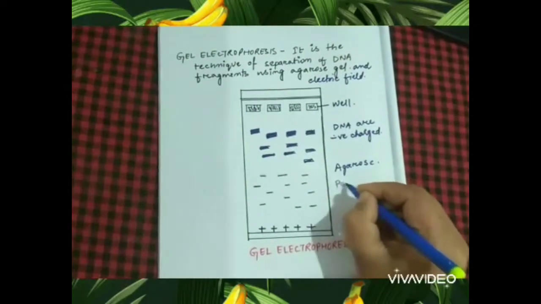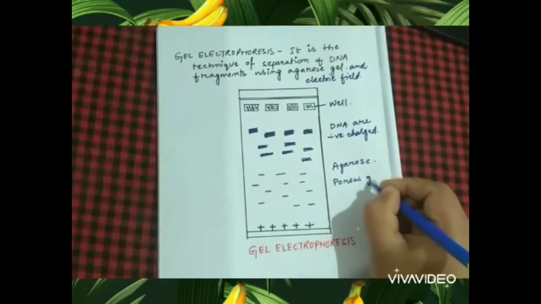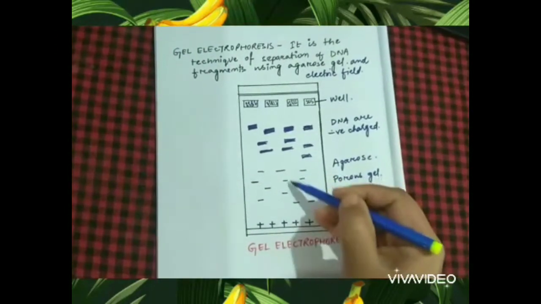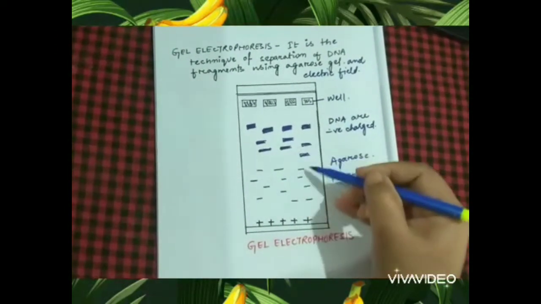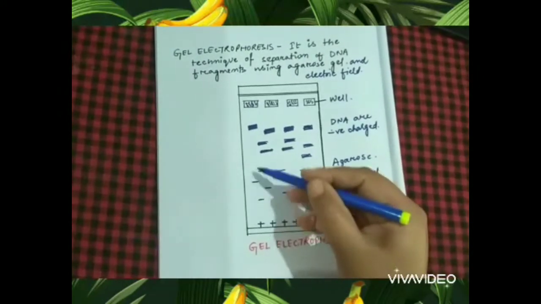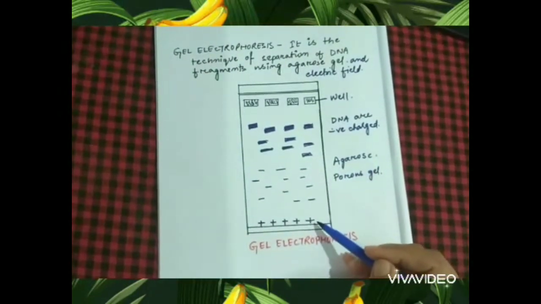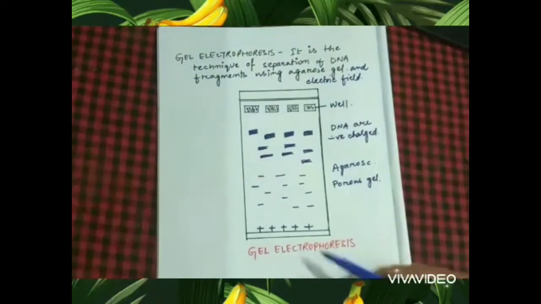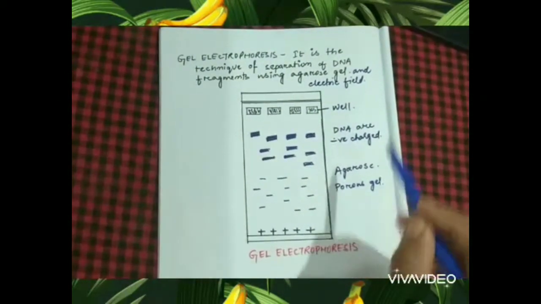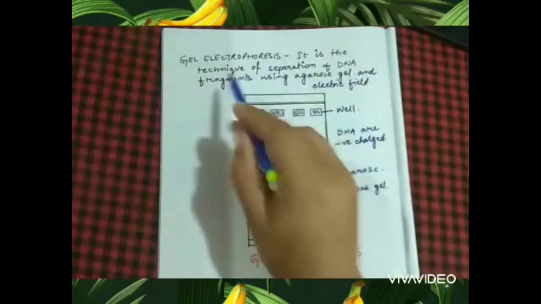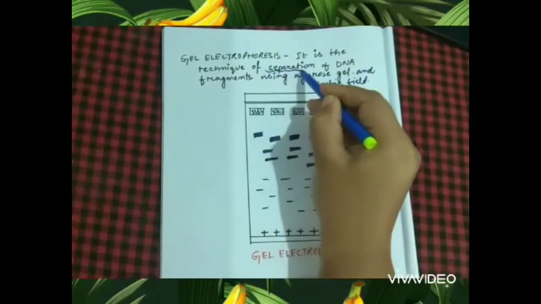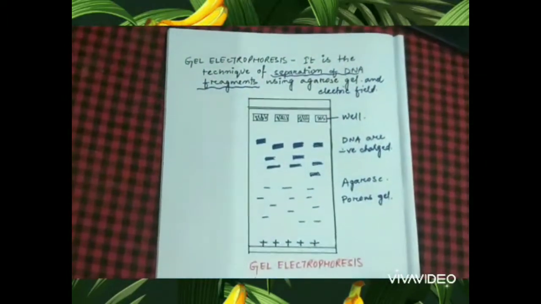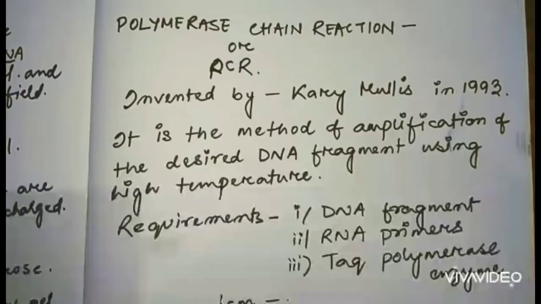It is a porous gel. Because of that, the DNA fragments get space to move, and the short fragments can travel faster and come towards the anode of the plate. So this particular technique is used for the separation of DNA fragments during the genetic engineering process.